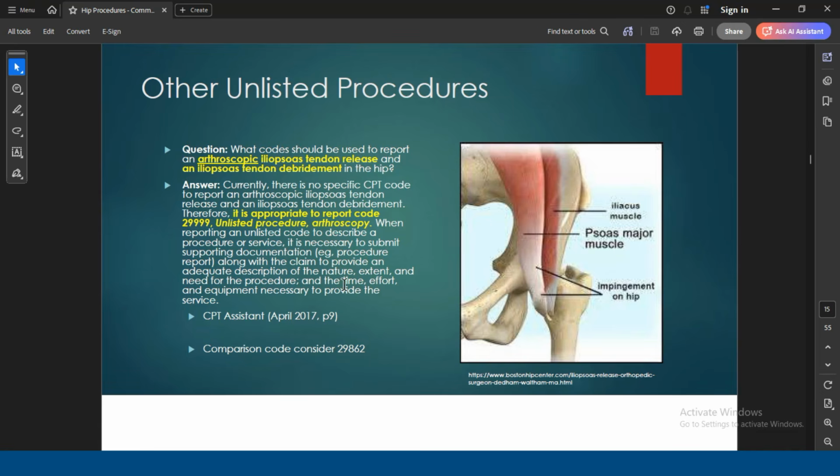Next one: how do we code arthroscopic iliopsoas tendon release and iliopsoas tendon debridement in the hip? Basically we don't have any code for release and debridement of the iliopsoas tendon using the arthroscopic approach. So you need to use unlisted code 29999. This is the iliopsoas muscle, and this is the impingement on the hip.